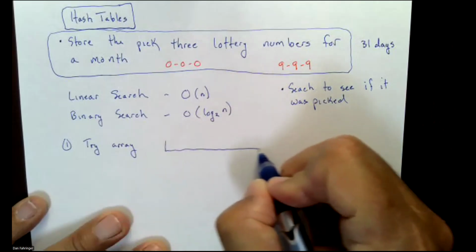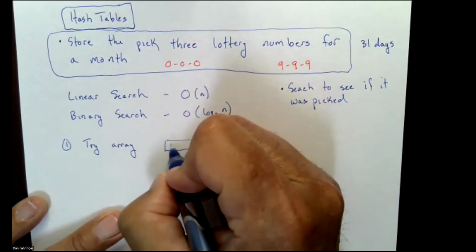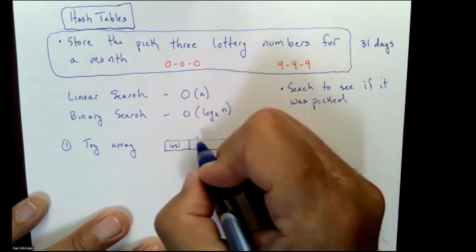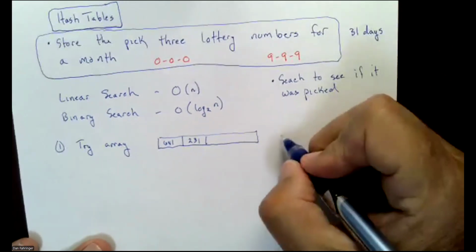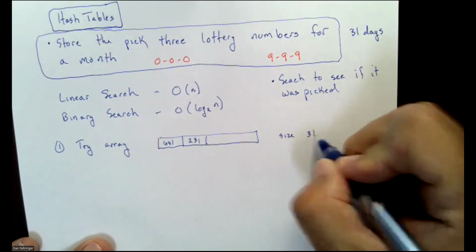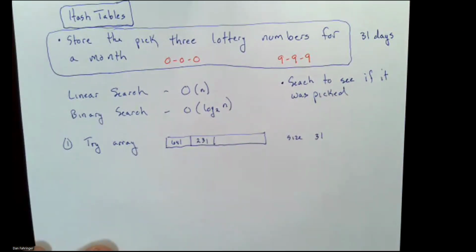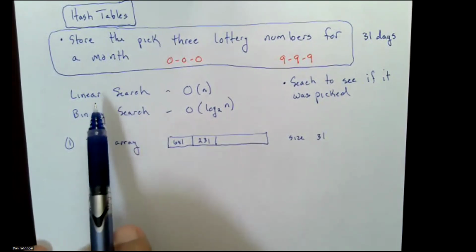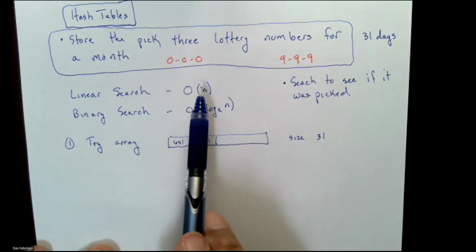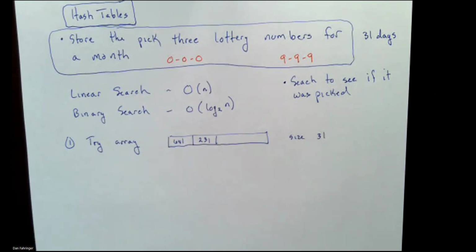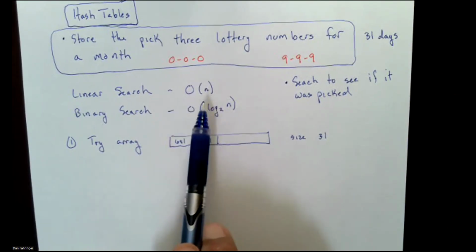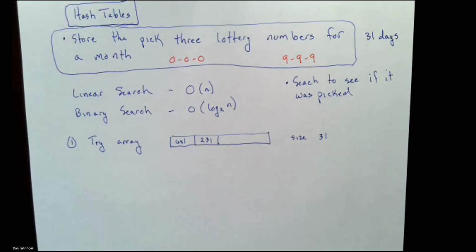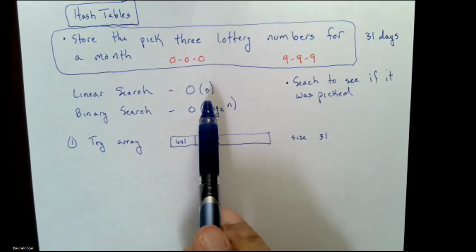Day number one, I put in the first number, 641. Day number two, 231. Day number three, and so on. I need an array of size 31. But here's my problem. I need a linear search to get through it, which means I have to go through the whole array every time. When we start talking big O notation, this is going to be O of n, and that's not a good scenario. I went through from beginning to end one at a time.